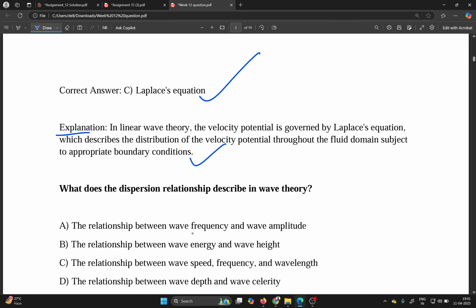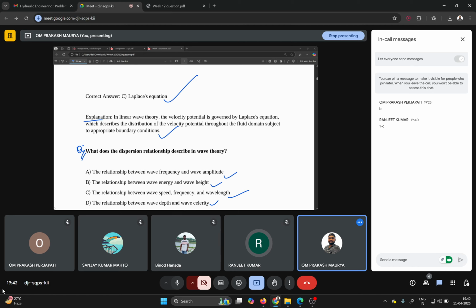Next one: what does the dispersion relationship describe in wave theory? The relation between wave frequency and wave amplitude, the relationship between wave energy and wave height, the relationship between wave speed, frequency and wavelength, or the relationship between wave depth and wave celerity. For this question, please try to write your answer. Which option will be correct? Anyone, please just think on that and try to write.